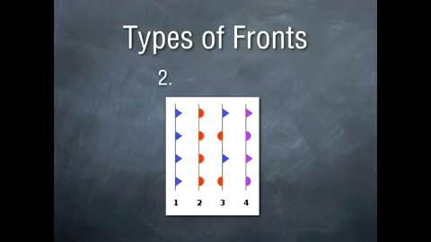Number two is a warm front. The warm front is red. Red is warm, so that's easy to remember. And again, a warm front is defined by the temperature. The warmer air is overtaking the colder air.